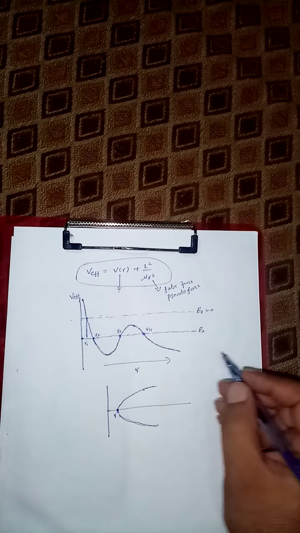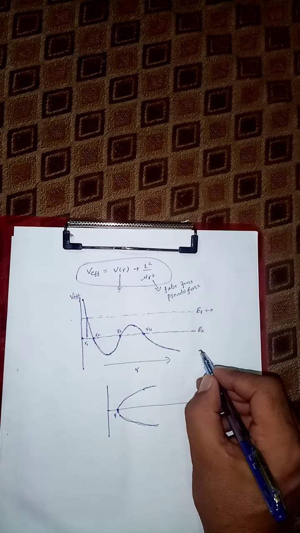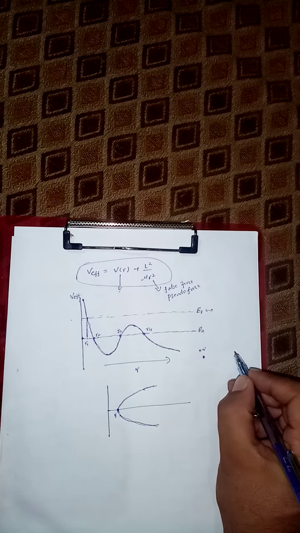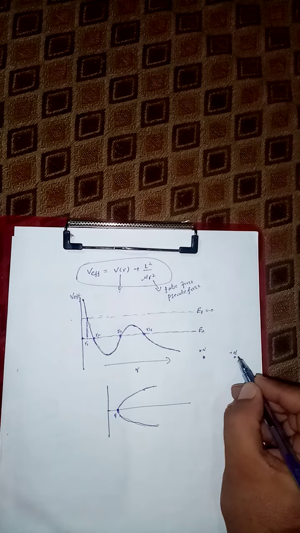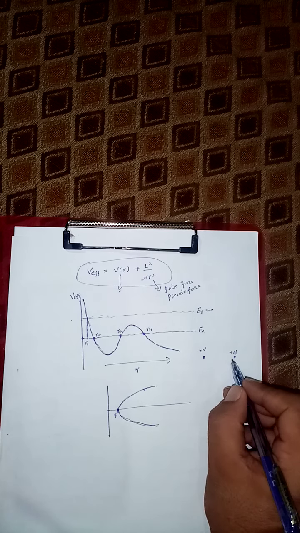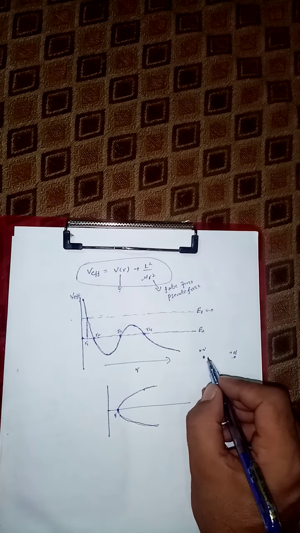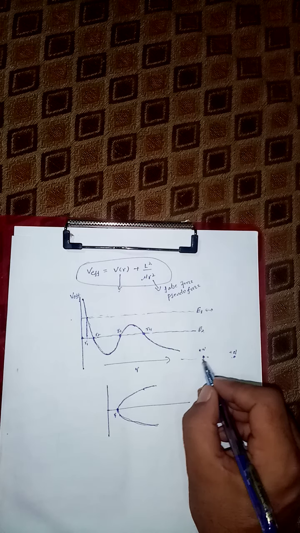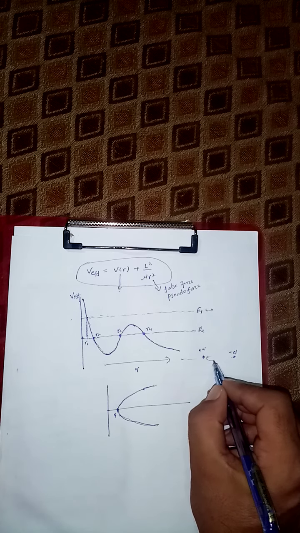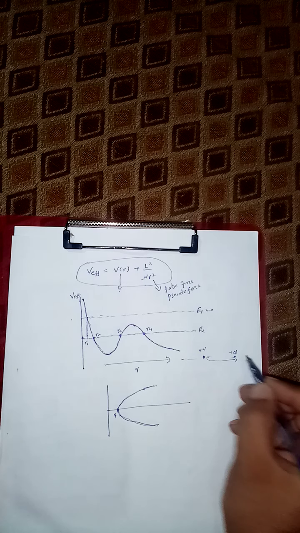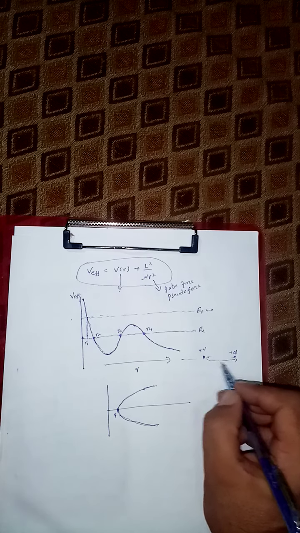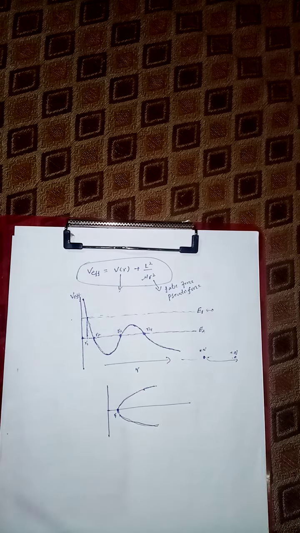This is an example of a charge. Suppose we have a positive charge and we have another positive charge which is coming from infinity. If this positive charge reaches here, then it cannot go beyond this positive charge, but it can go back to its original position because they repel each other. So this is the example of this one.